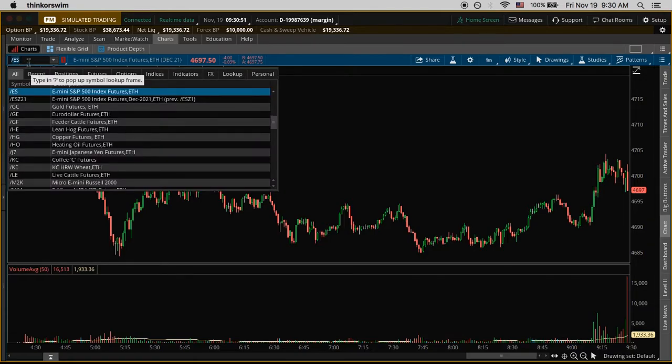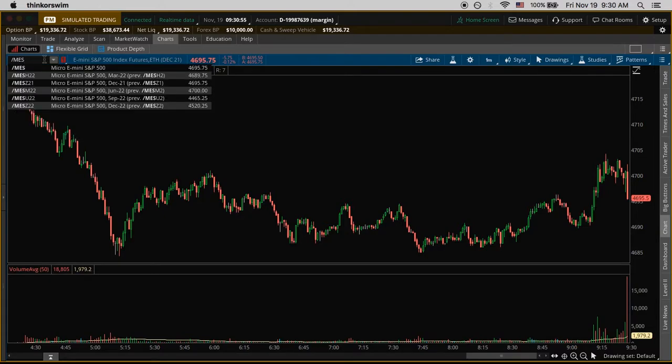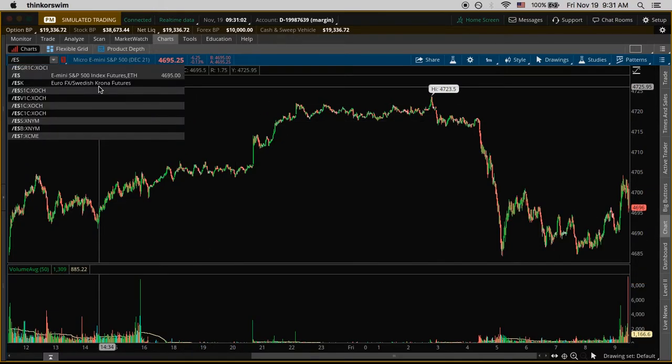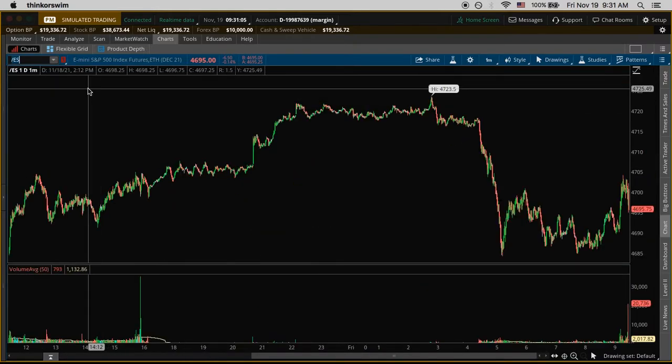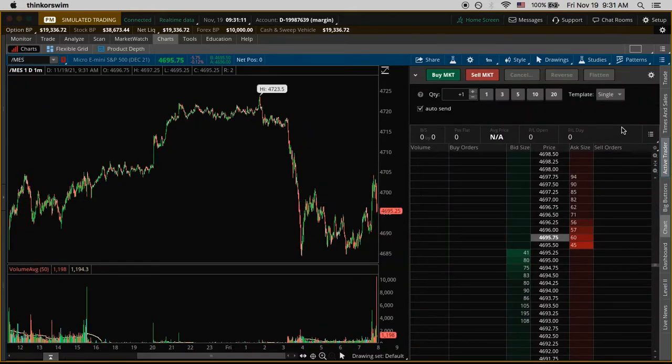Here I type in the ES, that's what we're on, but there's something called the micro ES, which is the same contract, but a micro version of it. This is the micro ES, this is the ES. See, everything looks the same. The graph looks the same and everything. The values are the same. It's just leveraged less, I would say.